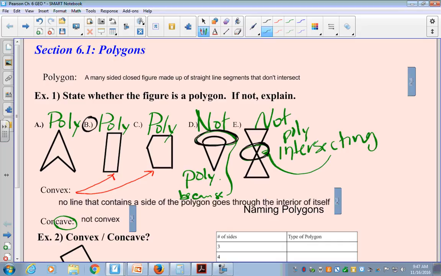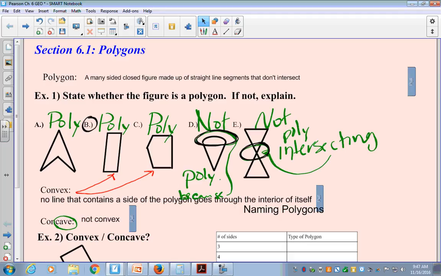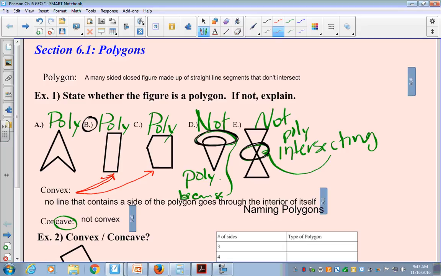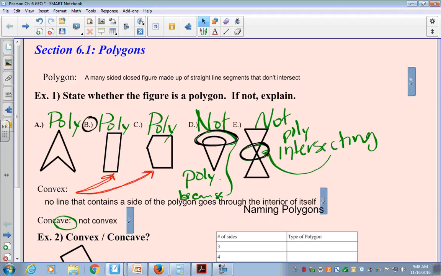disqualified. A convex polygon has no line that contains a side of the polygon that goes through the interior of itself. So I think of convex, if you want the pictures, it's the picture from B and the picture from C. Concave is not convex. So when you're thinking of concave, it's the opposite of convex.